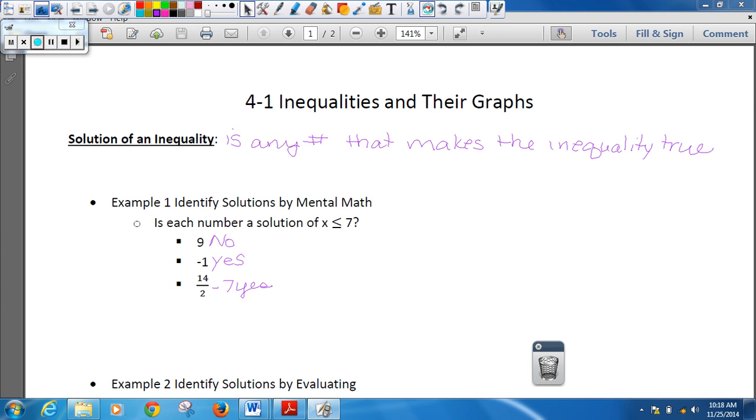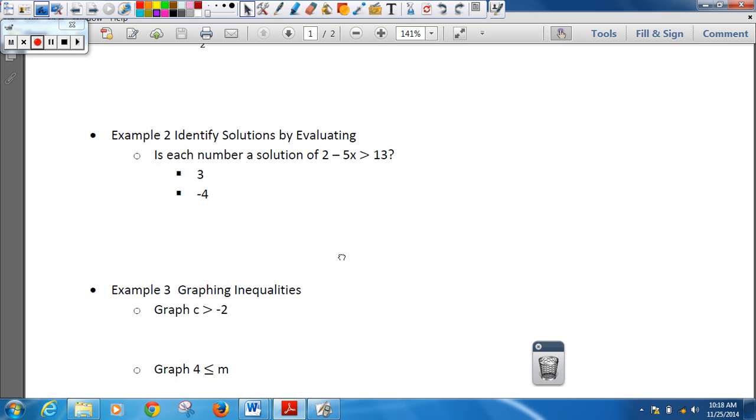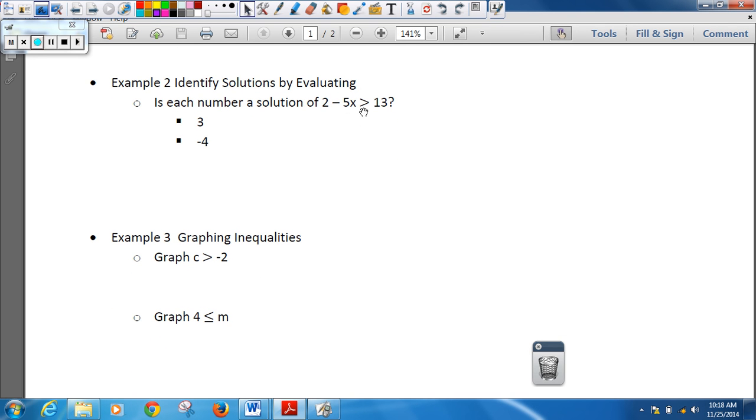Example 2 then wants you to identify solutions by evaluating. If you notice here on the left-hand side, we have more than just the variable, so you have to sub it in, calculate this side, and then see if the inequality is true. So they want to know if 3 is a solution. So I'm going to sub that in. So I have 2 minus 5 times 3. 5 times 3 is 15. 2 minus 15 is -13. So is -13 greater than 13? No, it is not. So 3 is not a solution. So no, it's not a solution.